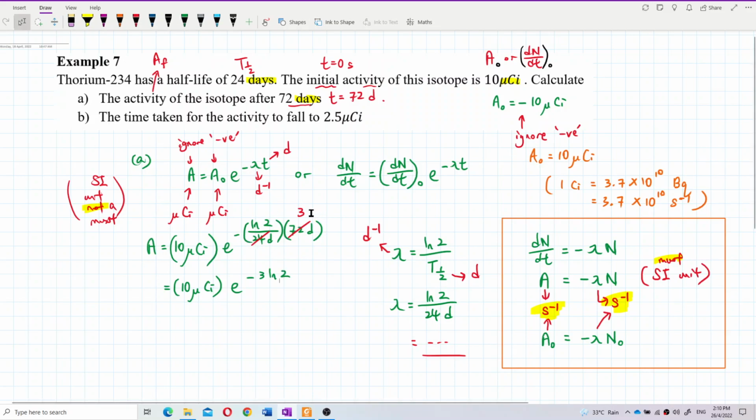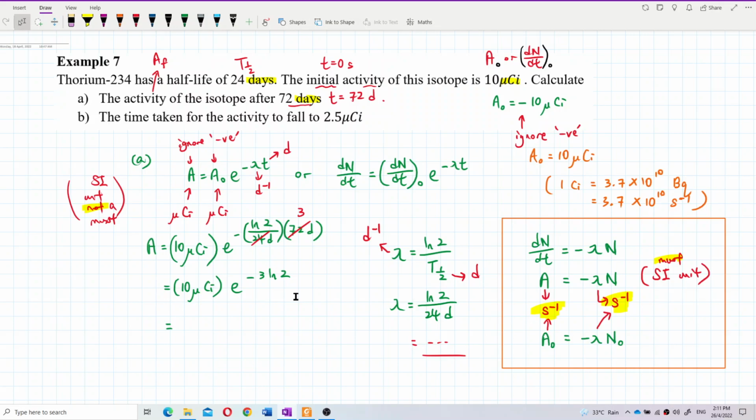Because cancel divided, I got this one is 3, so 3 times ln 2, 3 ln 2. And then what is the activity after 72 days? Let's calculate. So 3 times ln 2, I got this one, and then I do exponent to the power of this value.